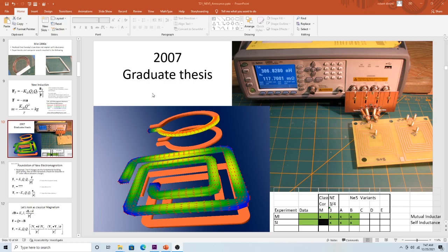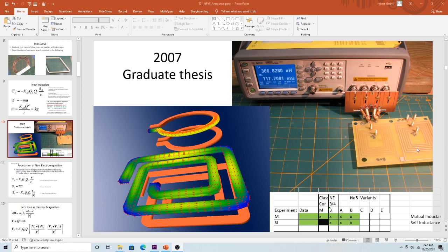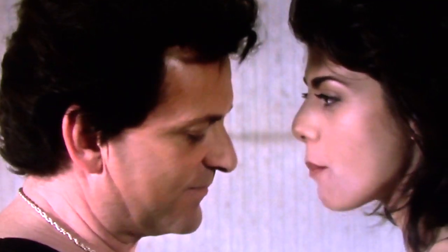Fast forwarding to 2007, I used the new induction model in my graduate thesis to compute the inductance of circuit board traces. Here is a printed circuit board trace inductor. Here's my trusty, rusty Agilent LCR meter. And I was able to get dead on, balls accurate.